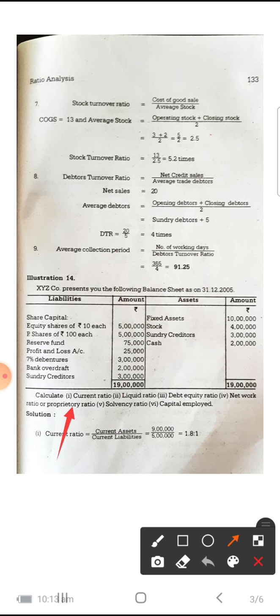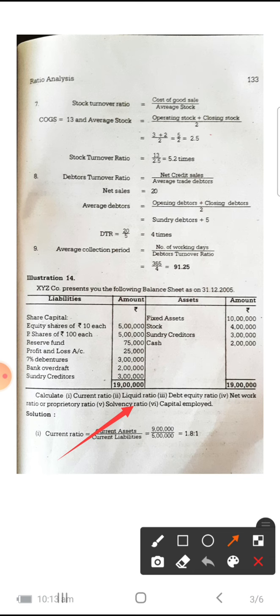What are the liabilities? We have 2, 3 plus 2, 5. So 9 lakh divided by 5 lakh, you will get 1.8 is to 1. So 1.8 by dividing, is to 1 is the ratio. So the current ratio is 1.8 is to 1.